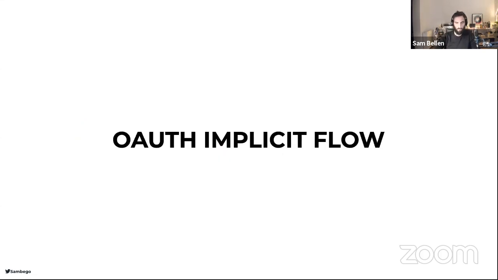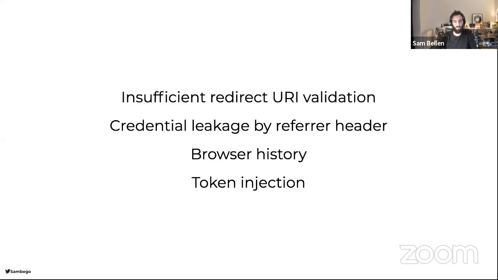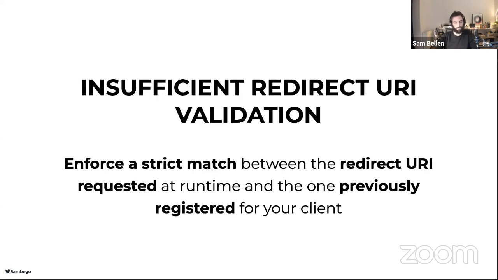This example used the OAuth implicit flow, which is the most used OAuth flow for single page applications. But there are a few things that are not so great about this flow. They have insufficient redirect URI validation. They can leak credentials by the referrer header. They might expose your tokens or your access token in the browser history, and they might be vulnerable to token injection. Most of these have been solved by some workarounds, like the insufficient redirect URI validation.